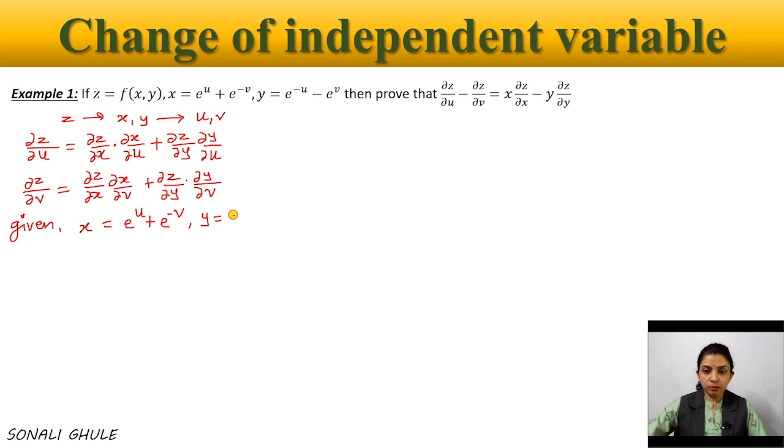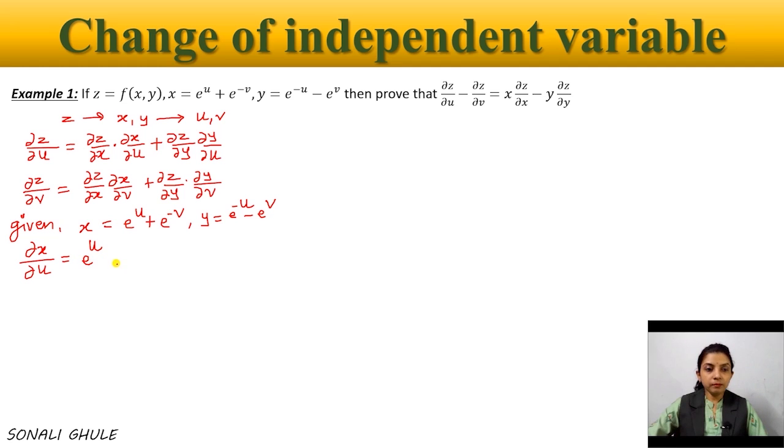Y is equal to e to the power minus u minus e to the power v. Okay. So here, first of all, we are going to find all the derivatives of x. So differentiate x with respect to u, keeping v constant because x is a function of u and v. Okay. So when I differentiate this x with respect to u, this e to the power minus v is a constant term. So its derivative will be 0. And I will have here the derivative for this term, e to the power u.